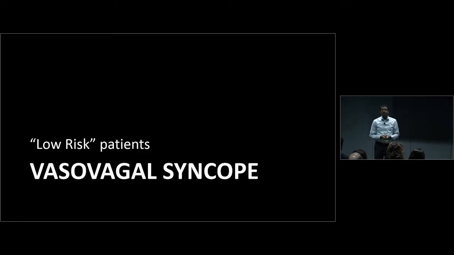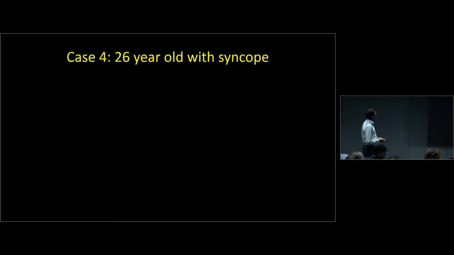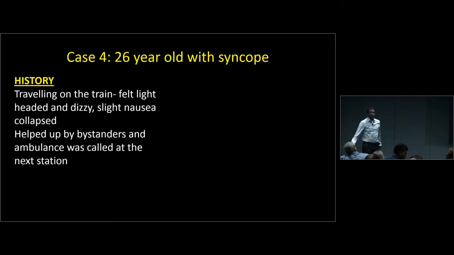So I'll move away from these higher risk groups for the moment and talk a little bit about vasovagal syncope and some related conditions. Okay, so here's a 26-year-old lady. She's a young lady, otherwise fit and well, traveling on the train, felt lightheaded, nauseated, a bit dizzy, typical sort of vasovagal story, had a collapse, and was helped by her bystanders, but of course she's in a public place, so an ambulance gets called.